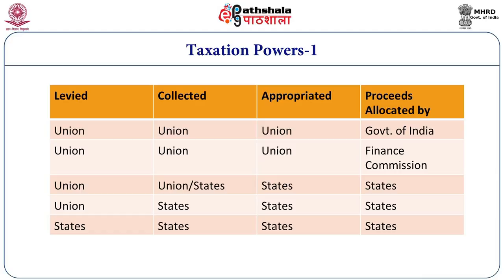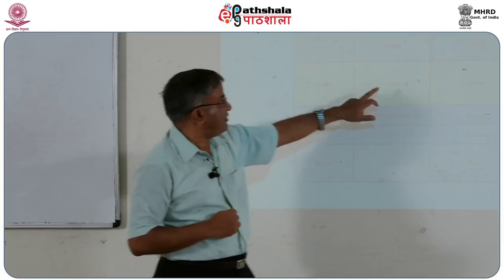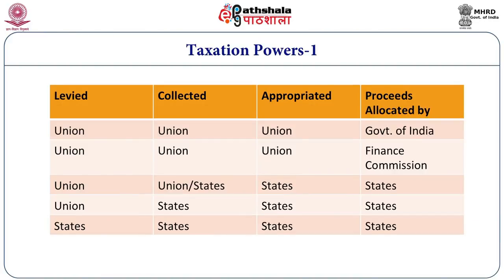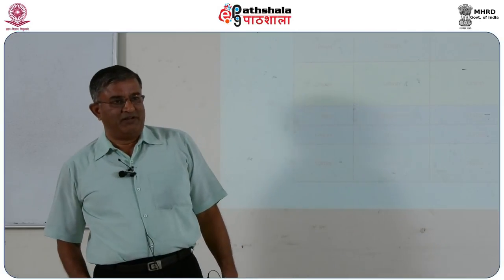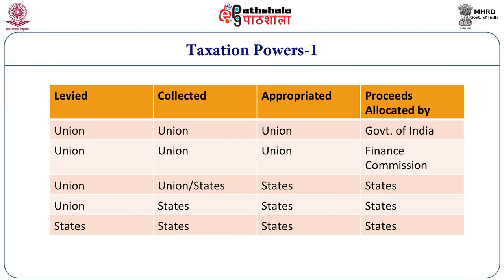Here you have a case where it is levied, collected, appropriated, and allocated by the Finance Commission. Income tax, service tax, customs: the Union Government levies it, collects it, appropriates it, and where the money should go is decided by the Finance Commission. Here the third one: Union levying, states collecting, states appropriating, and states allocating. This is actually the central sales tax, which is levied by the Union, but the Union authorizes the state to collect, and the state collects and appropriates it. Then you have Union levies, collected by states, appropriated by states. This is stamp duty. Union acts, but states collect. Last, you have states levy, states collect, states appropriate. That is registration, stamp duty, etc.